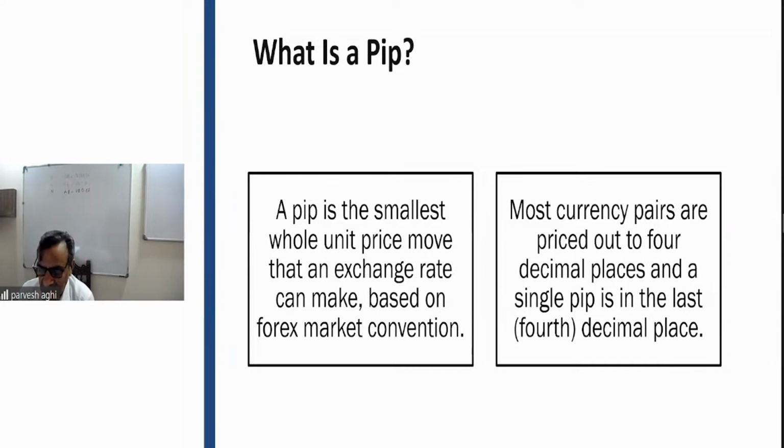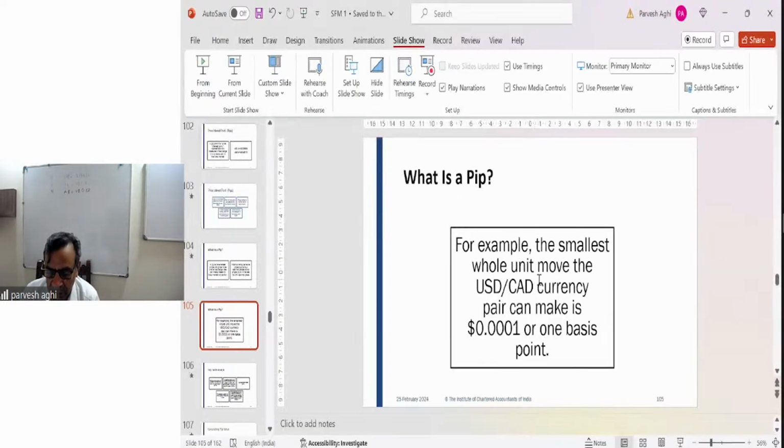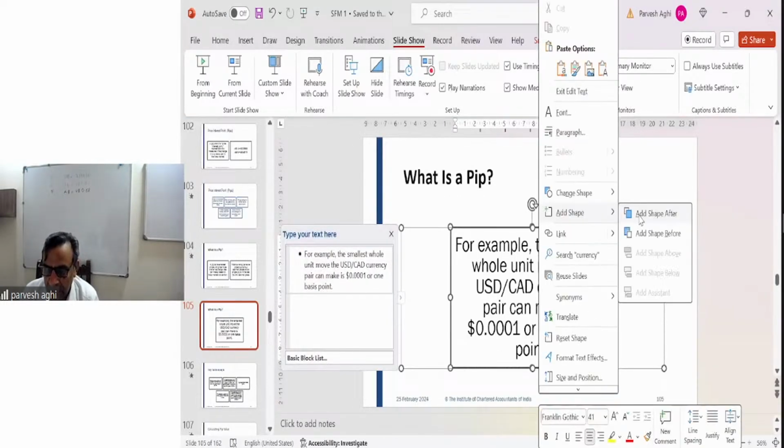Okay, the last decimal place is called the pip. For example, the smallest whole unit move between a USD and Canadian dollar currency pair can make is $0.001. So if we say one Canadian dollar is equal to how many USD, it will be $0.001. Now, I can just add another box to explain that.